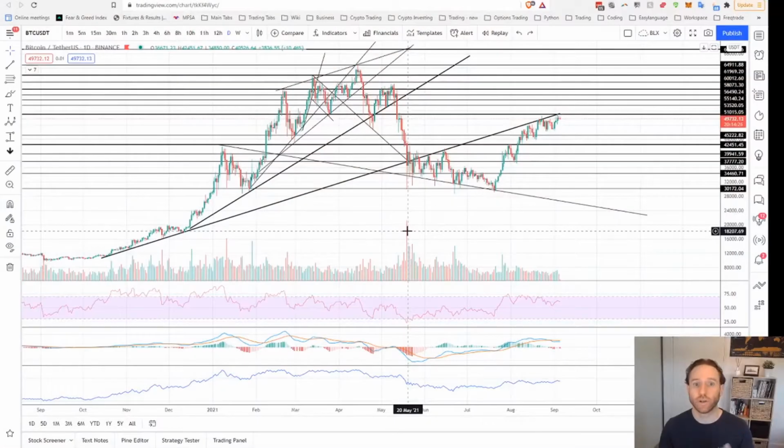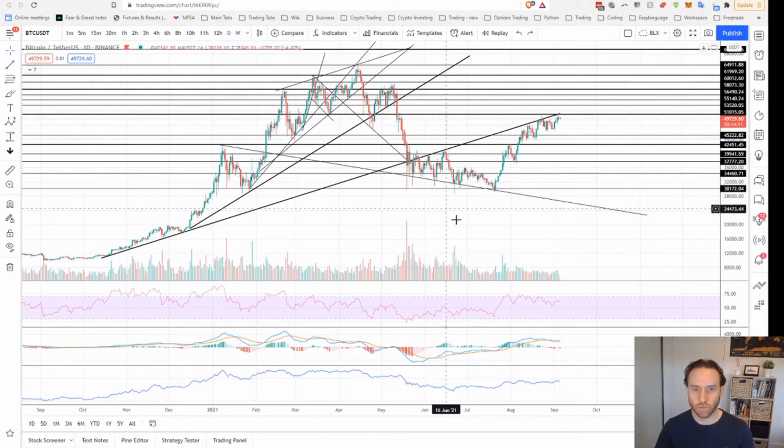So I'm going to jump straight into the chart so I can show you what I'm seeing at the moment. So this is the Bitcoin USDT chart on Binance. And you can see I've got a whole bunch of my trend lines here, my support and resistance lines, with the major ones being the bolded lines.